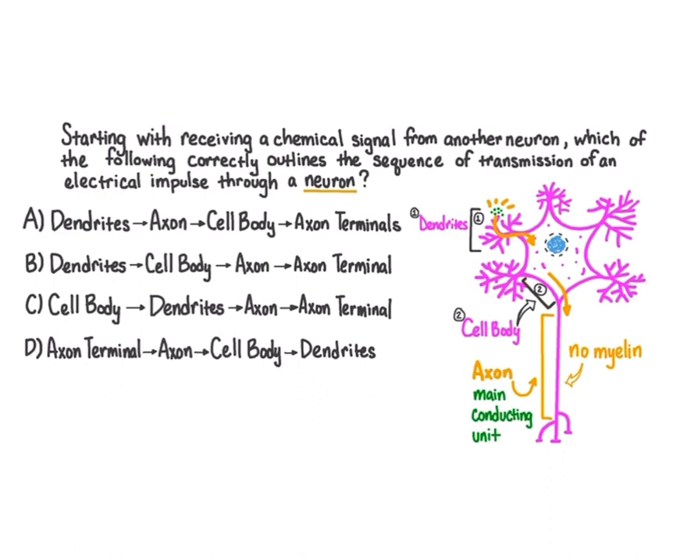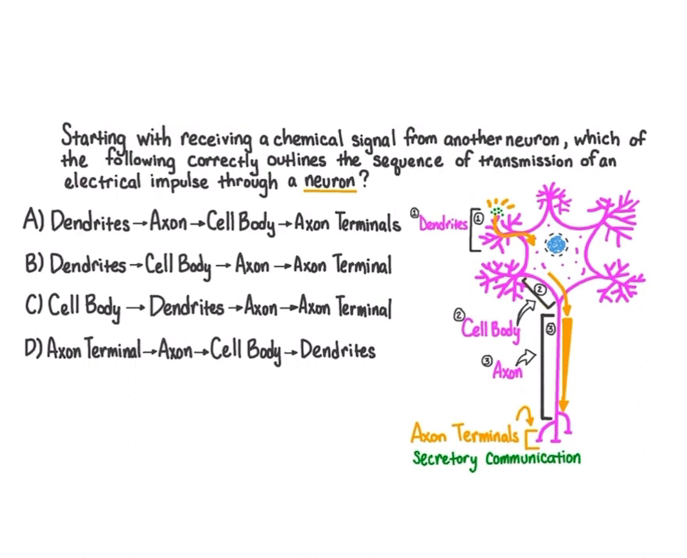of the electrical impulse. As the electrical impulse reaches the end of the axon, it is transmitted to the axon terminal. The axon terminal is where the electrical impulse is converted back into a chemical signal to be sent across the synapse to the next neuron. So, the axon terminal is the site of secretory communication for the neuron.